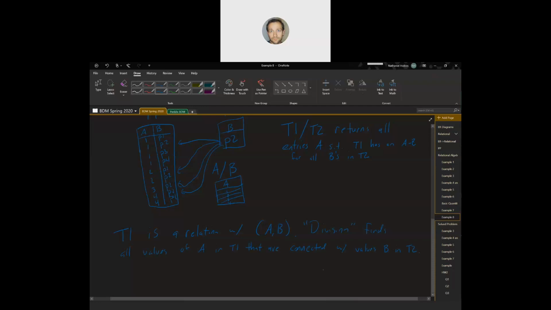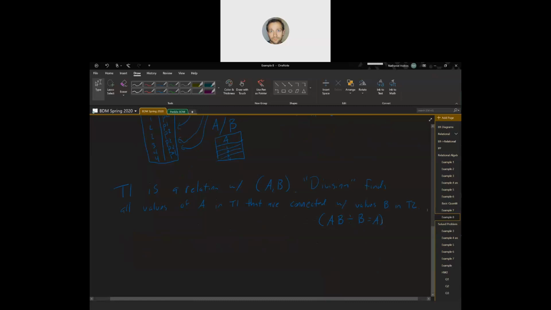So think of this like A, B divided by B equals A. So here, T1 divided by T2 equals pi A of T1 minus pi A of T1 cross T2 minus T1.